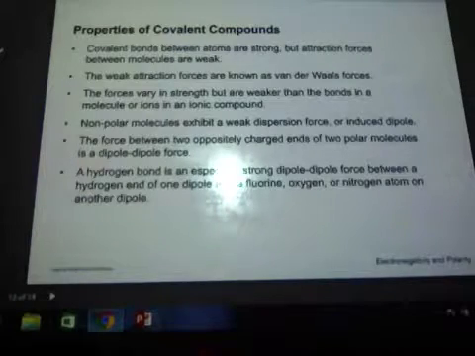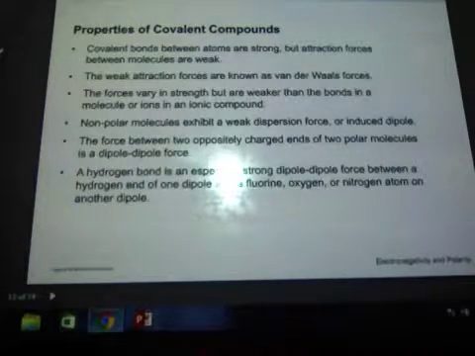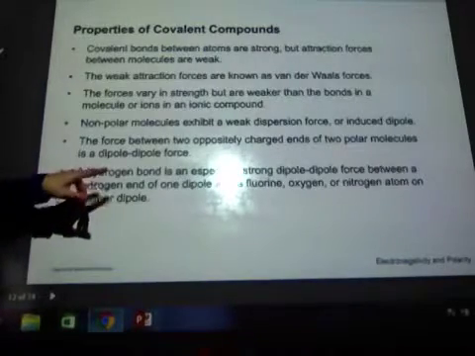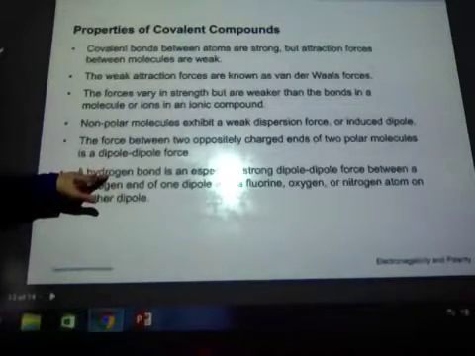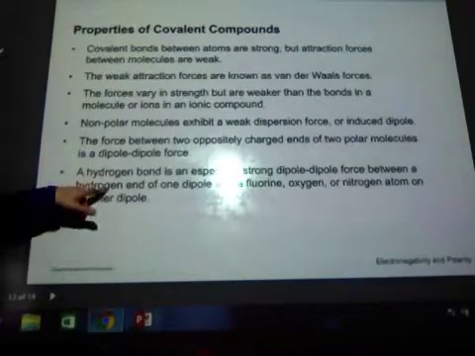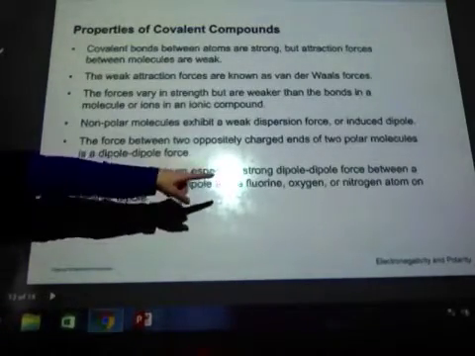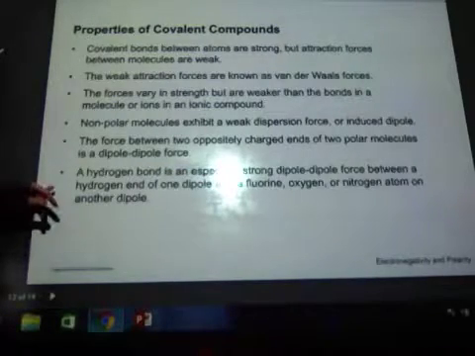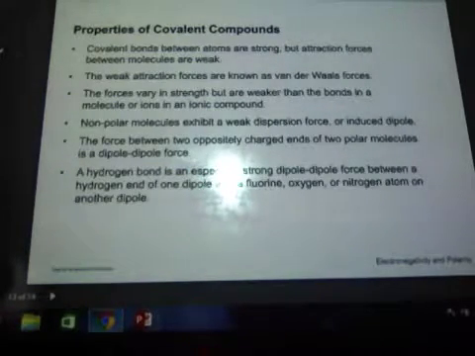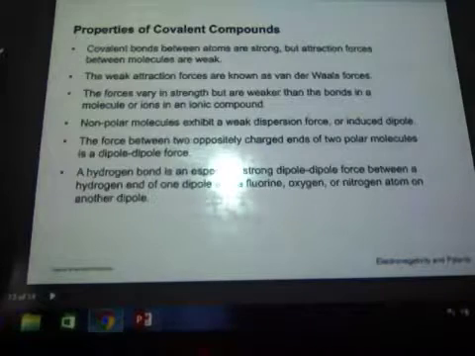So water has oxygen and hydrogen. To have a hydrogen bond, you have to have hydrogen. So water has a hydrogen bond. It has a strong force. So the hydrogen attaches to oxygen in water, which is why water is extremely polar.